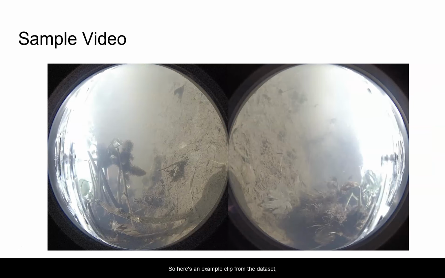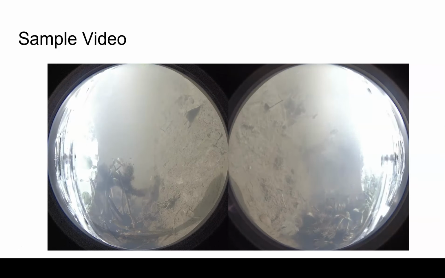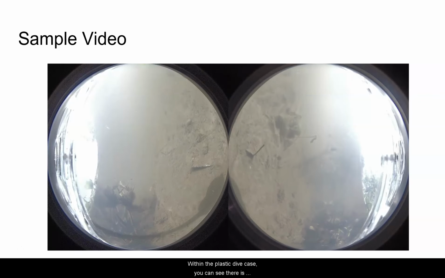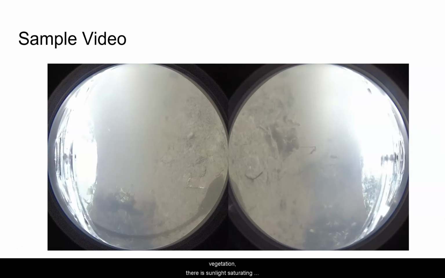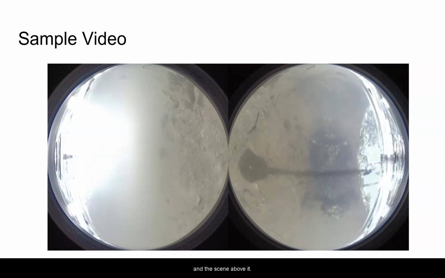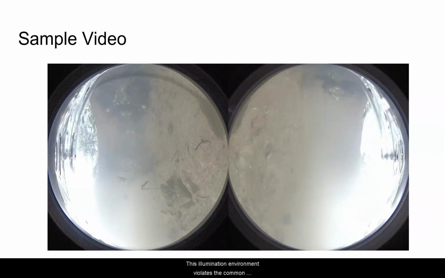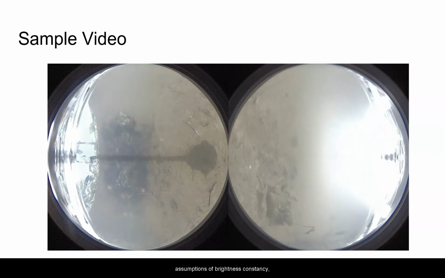So here's an example clip from the dataset, just to get you oriented. Within the plastic dive case, you can see there's vegetation, there is sunlight saturating the upper visual field and dappling the lower field. You can see a bit of the texture of the water surface and the scene above it. This illumination environment violates the common assumptions of brightness constancy, as does the reduction in contrast and colorfulness that occurs as objects become more distant. This happens because light is absorbed and scattered more underwater than it is in air.